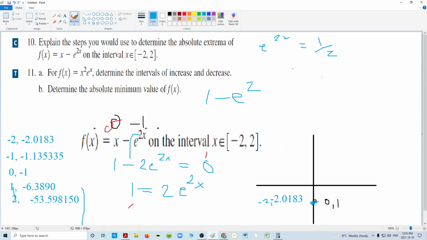And then you take a ln of both sides. So you're essentially going to get 1 is 2x equal to the ln of a half. And it's when x is equal to ln of a half divided by 2. You should be able to do that by now.